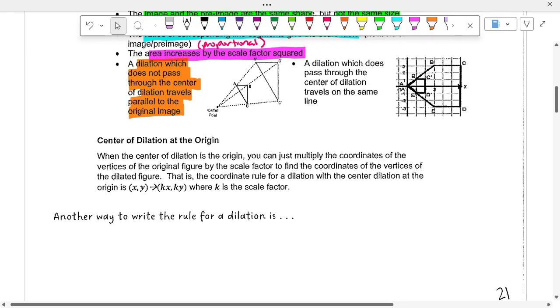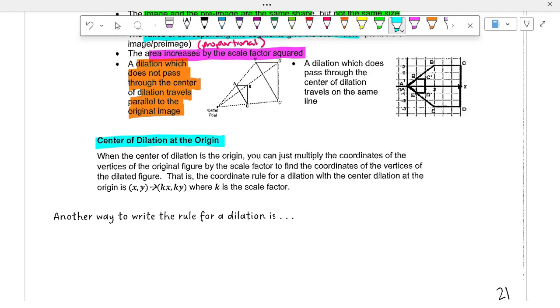Now, center of dilation. Typically in this class, we'll do centers of dilation at the origin. So in this class, we focus solely on the center of dilation being at the origin. For that, all you do is multiply the coordinates of the vertices of the original figure by the scale factor to get the new coordinates. In other words, if you start with the point (x, y), you get (kx, ky), where k is your scale factor.